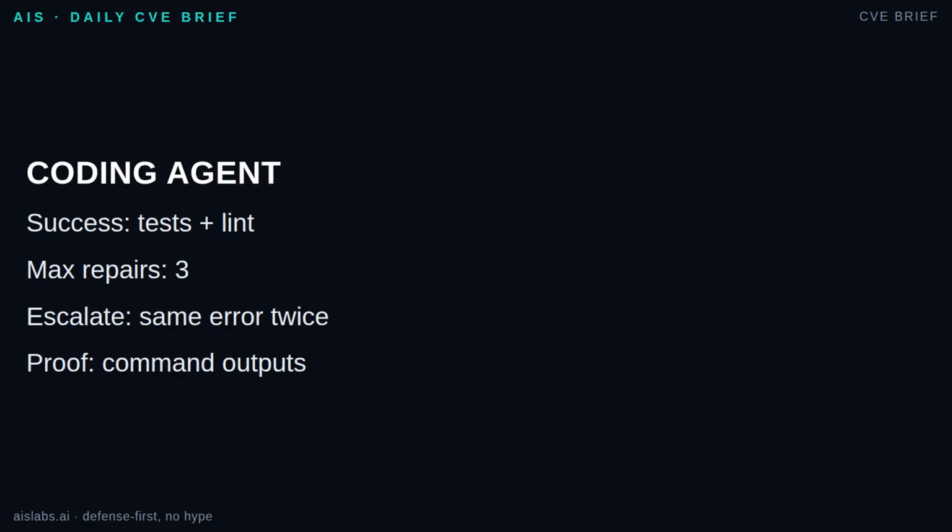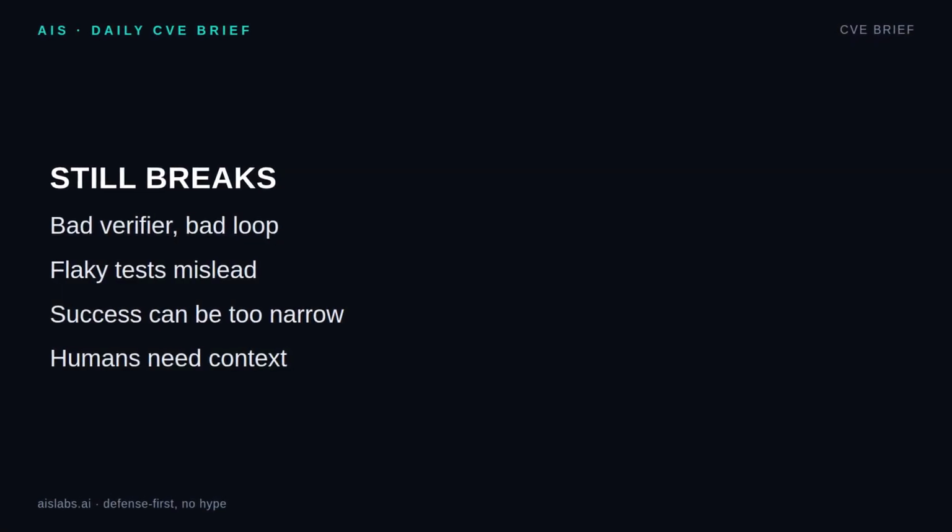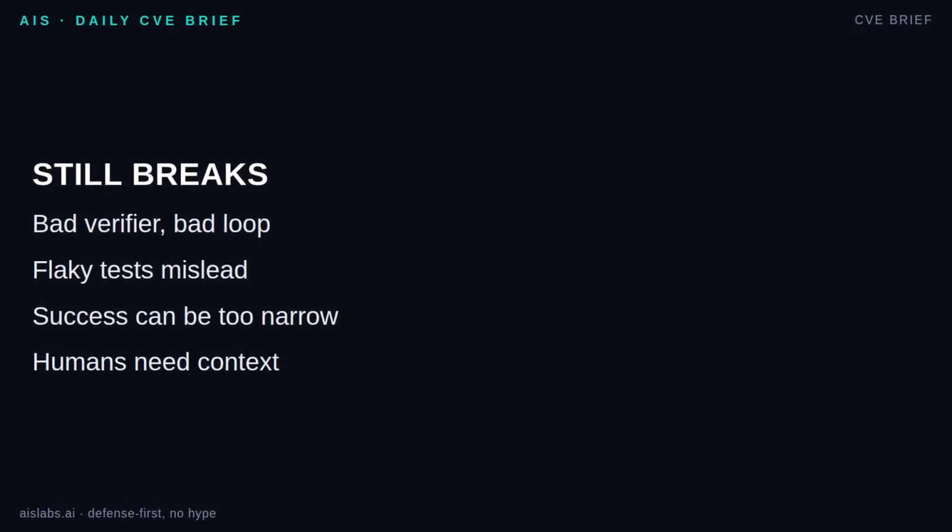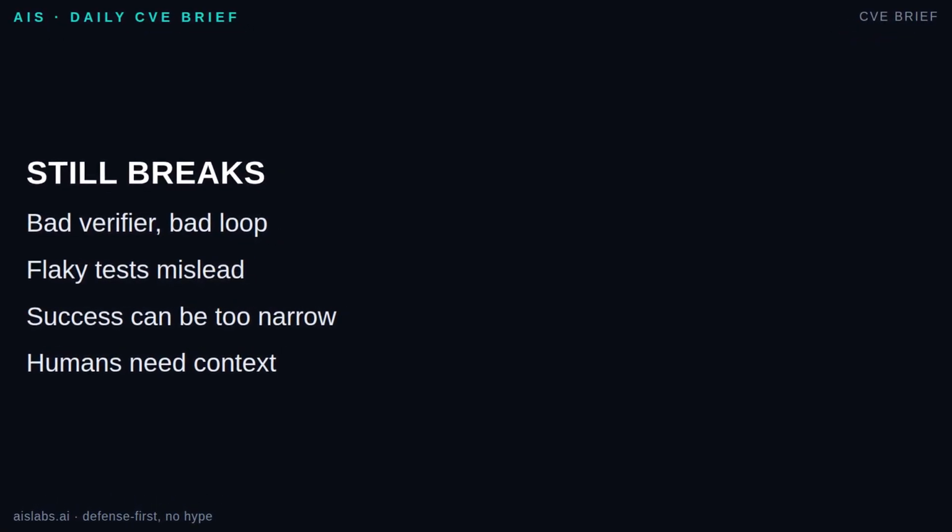Now the loop is clear. Attempt 1 changes code. The verifier runs commands and returns structured failures. Attempt 2 gets those failures. If attempt 3 still fails, the agent writes a report instead of pretending. This pattern does not make agents magical. It moves the risk into places you can inspect.